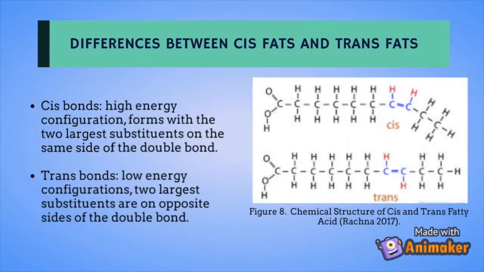The main difference between a trans fat and a cis fat is that the cis bond is the high energy configuration because it forms with the two largest substituents on the same side of the double bond, whereas trans bonds are the low energy configurations where the two largest substituents are on opposite sides of the double bond.